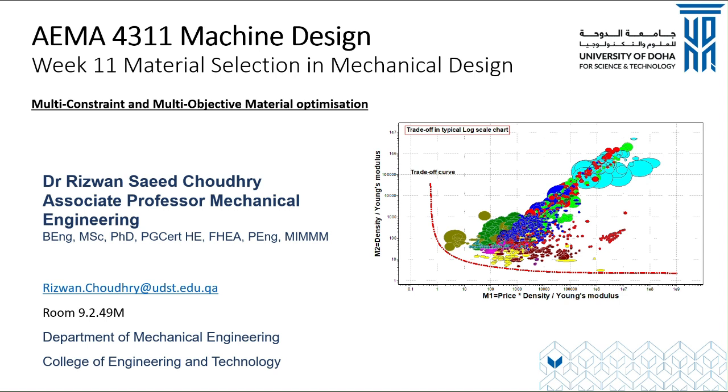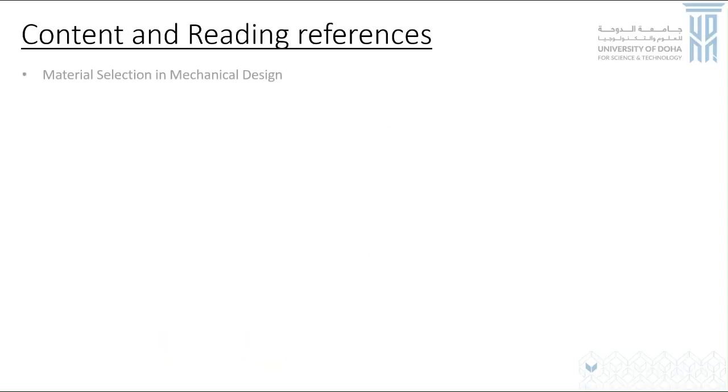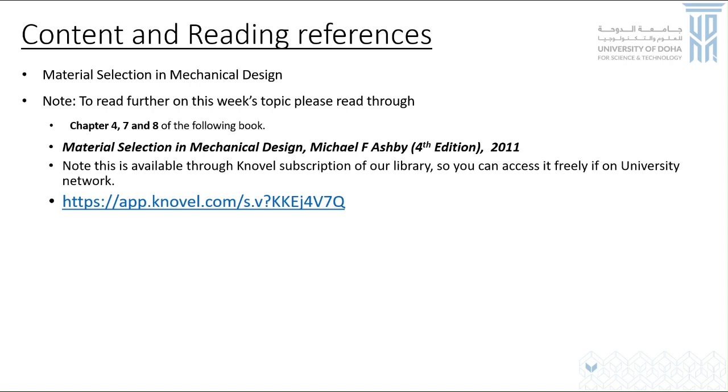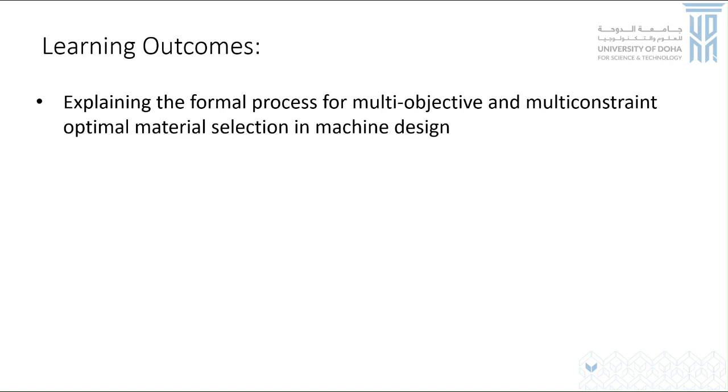For the further reading, again, it's primarily from the same source, but now the focus is more on chapters 7 and 8. Last week, it was more on chapter 4. So you can again read this from the same link. Today, our main learning outcome is to explain the formal process of multi-objective and multi-constraint optimal material selection in the context of machine design.